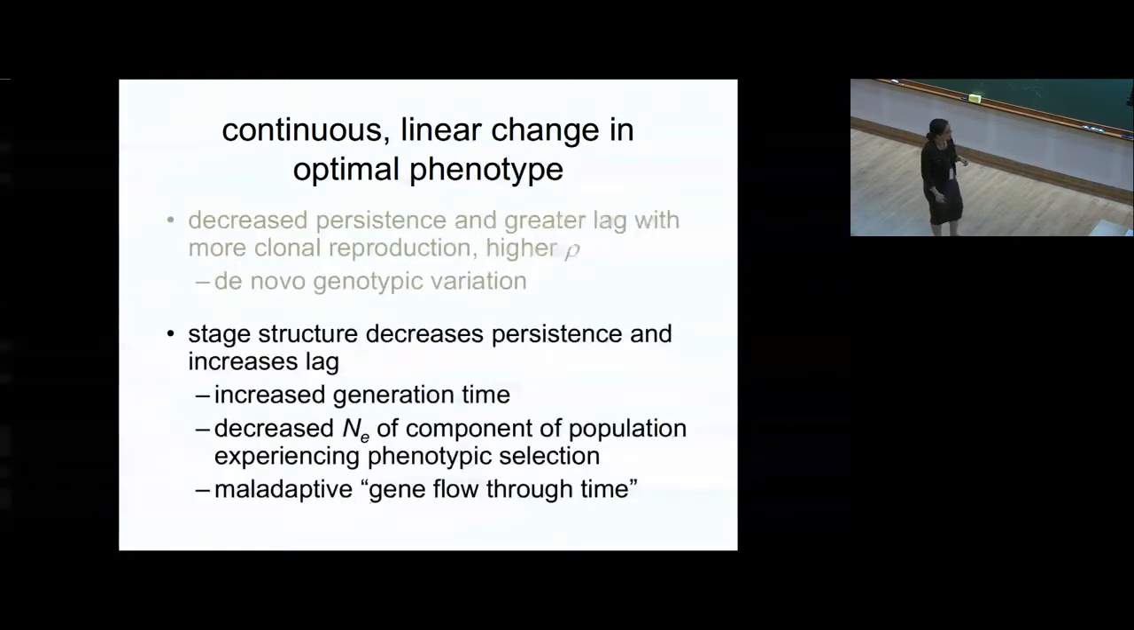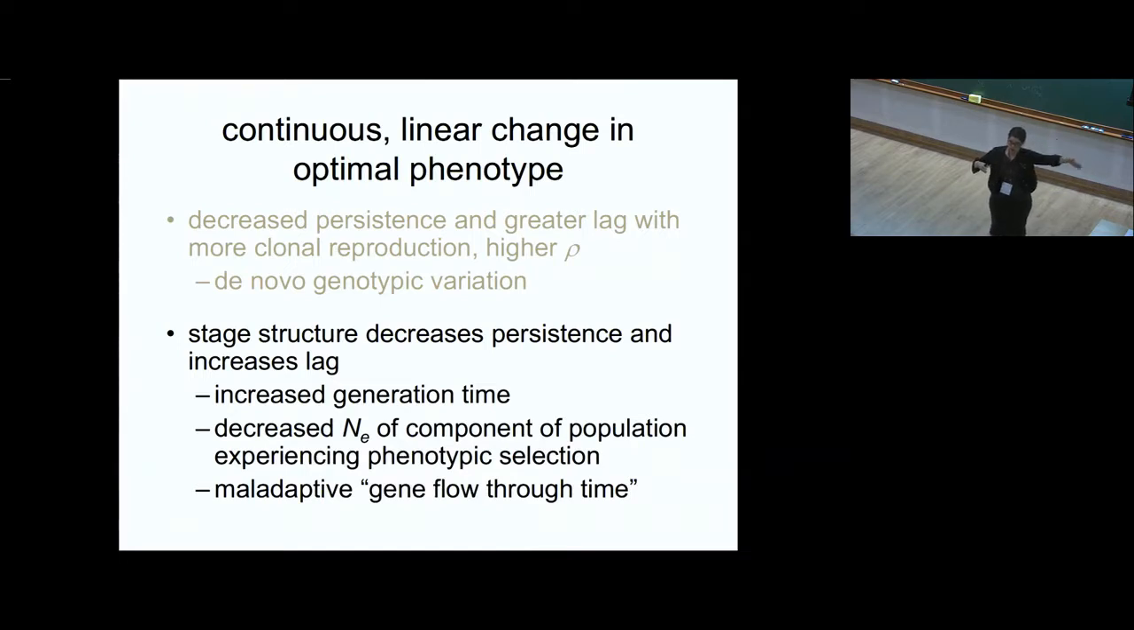And stage structure has a really interesting effect. It decreased persistence and increased lag. We worked out an equation for the generation time for stage structured populations. And if you increase adult survival, you increase the generation time, when we define it the way we did the other day in class, as a meiotic generation time, the time from stage 1 to stage 1. Remember we said that for stage structured populations, that's not a constant, but rather a distribution. But nevertheless, that distribution shifts when we add more adult survival. So we're increasing generation time.